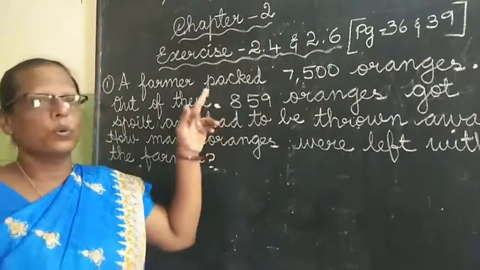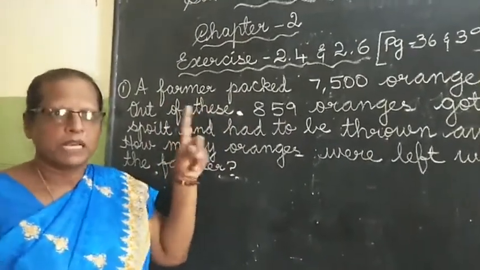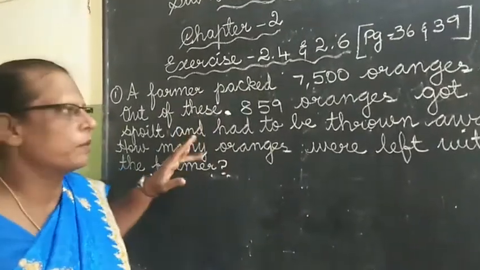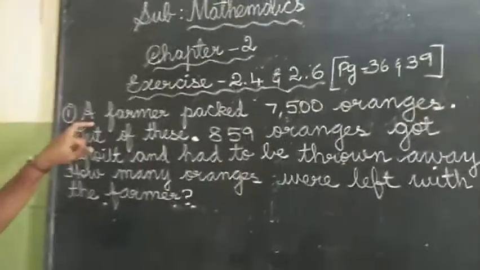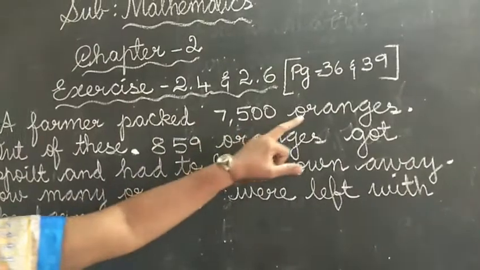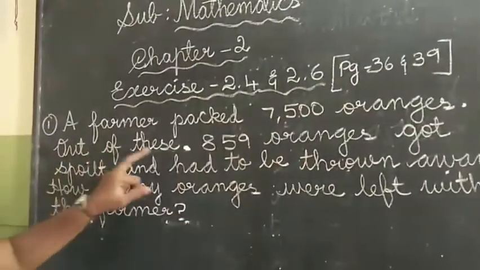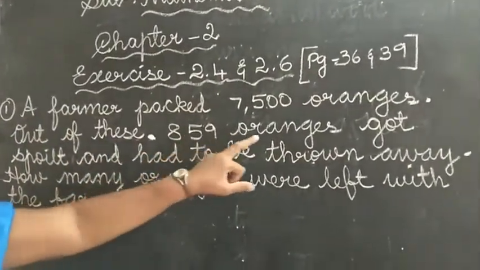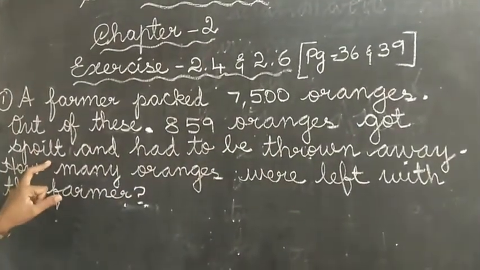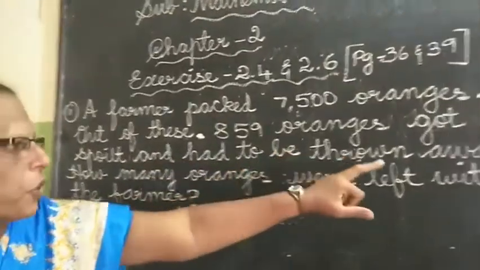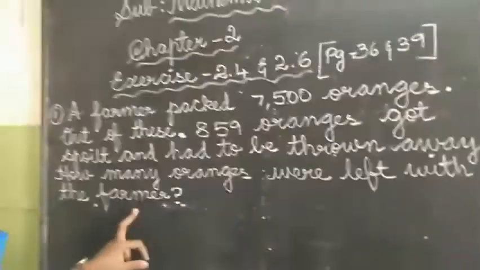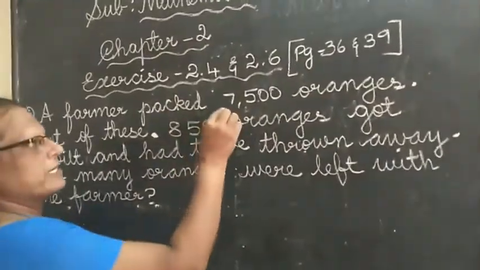Today we will see the word problems, subtraction word problems. Before, we saw addition word problems; today we are going to see subtraction word problems. I'll read out, all of you listen children. A farmer packed 7,500 oranges. Out of these, 859 oranges got spoiled. Spoiled means what children? Kettu poichu, we will say, isn't it? And had to be thrown away. How many oranges were left with the farmer? So total how many oranges does the farmer have, children?